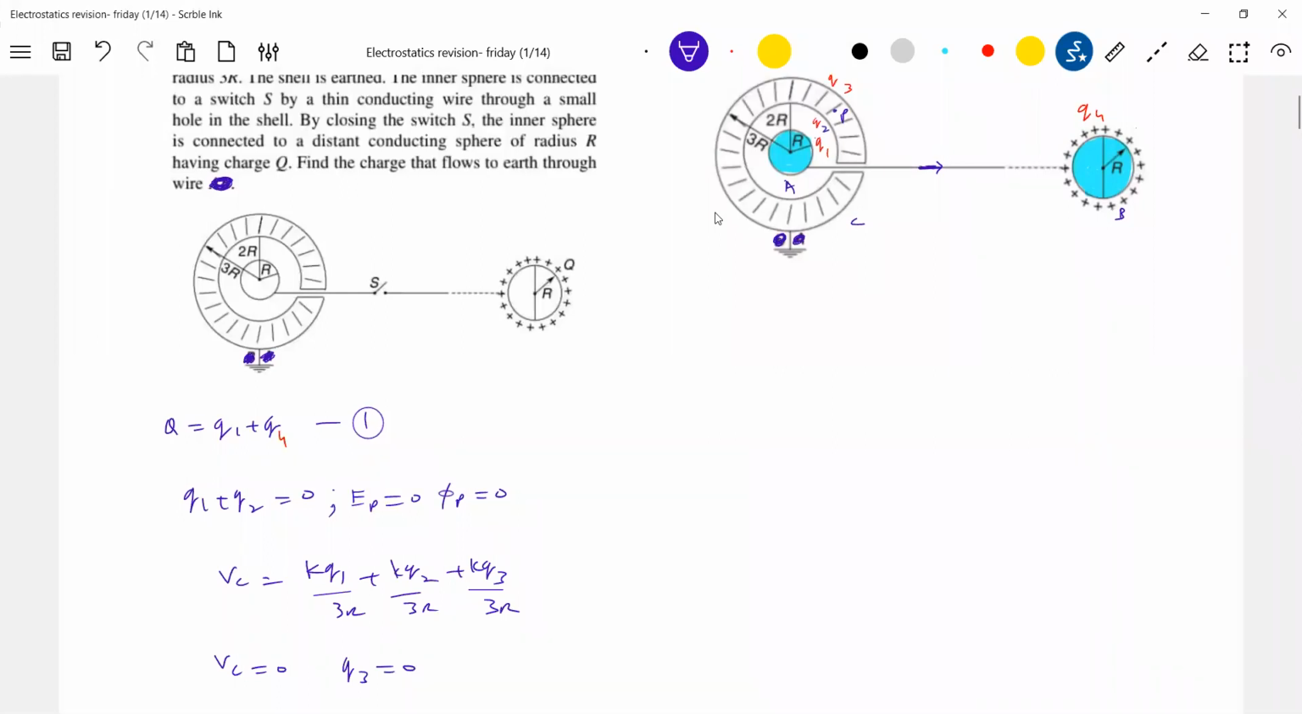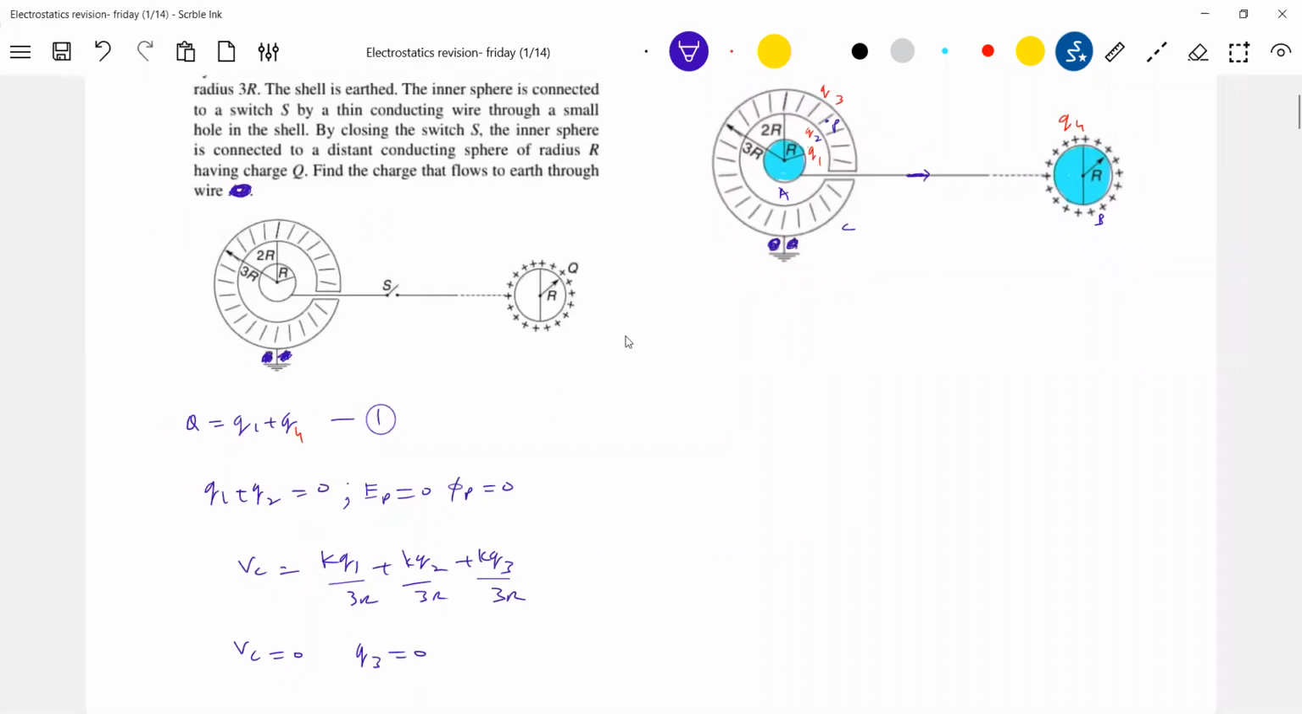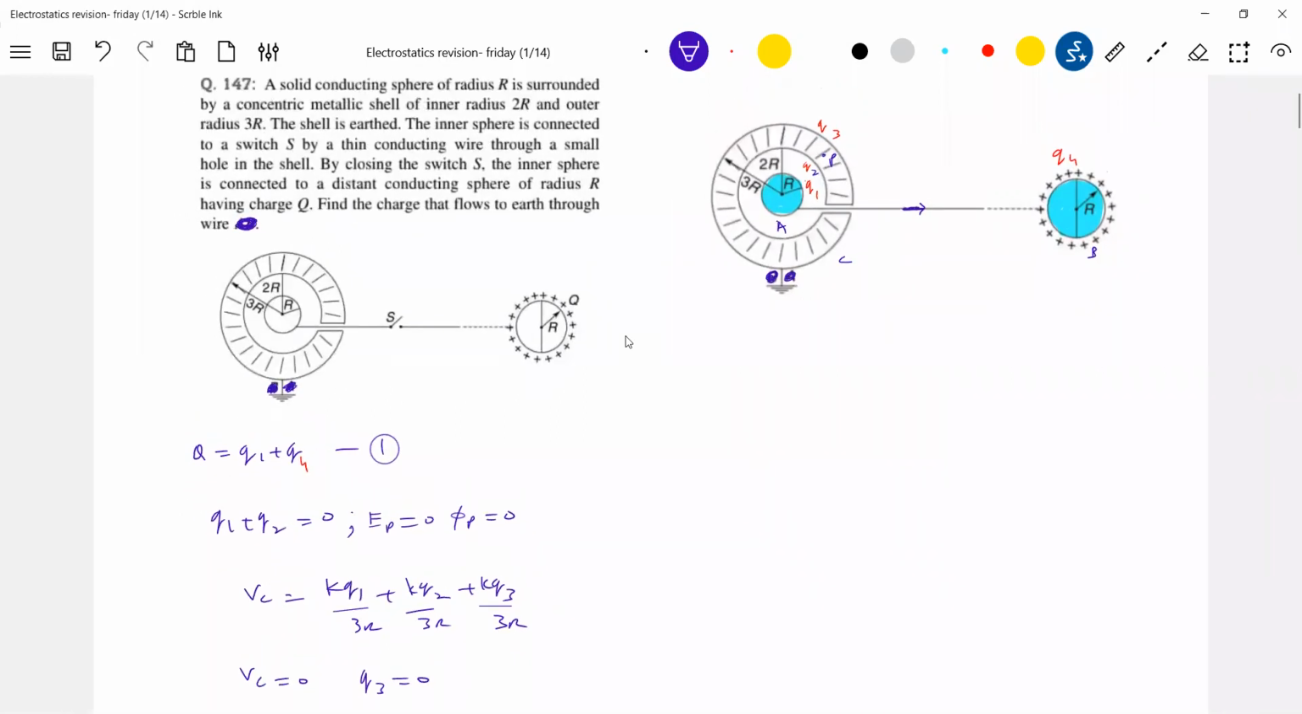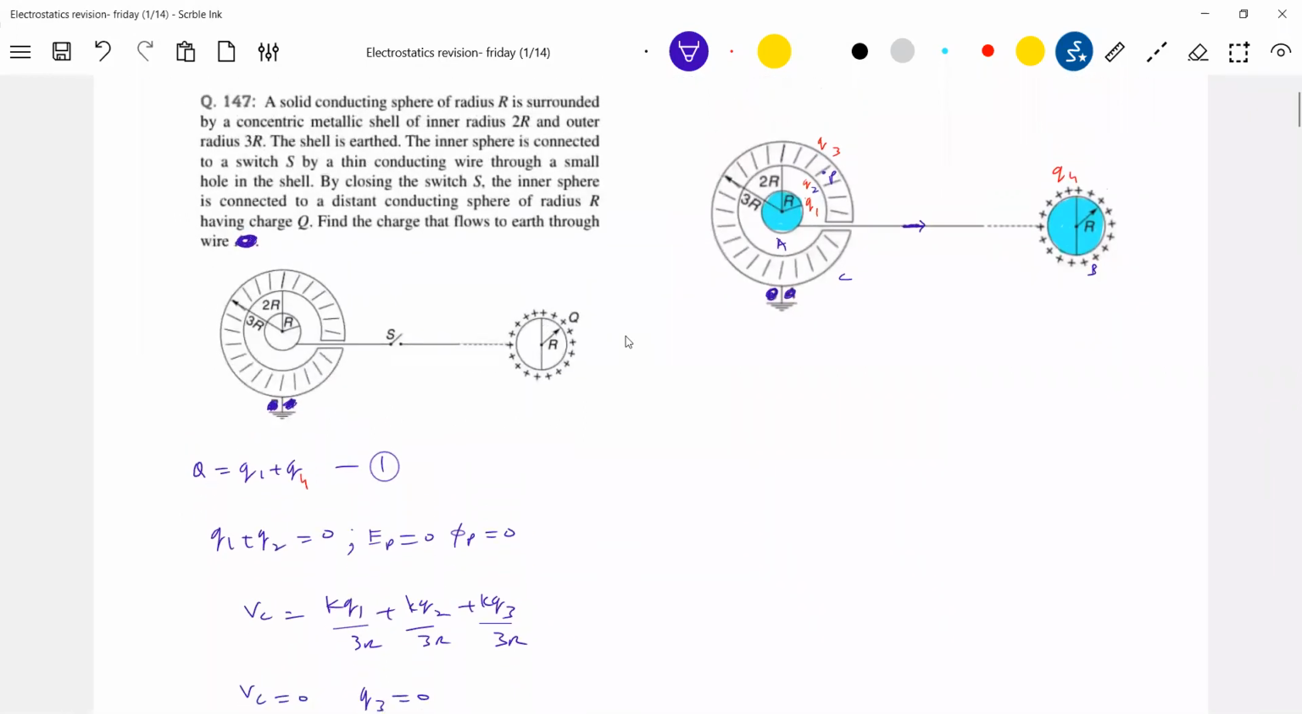What will be the type of question? A shell which is earthed, the potential of that should be 0. And the outer shell is earthed, no? So therefore, what will be the charge on the outer surface? Q3 will be 0. So now what we have is Q1 plus Q2 equals 0. Q1 plus Q4 should be conserved. Q1 plus Q4 should be equal to Q, and the potential of A should be equal to the potential of B.